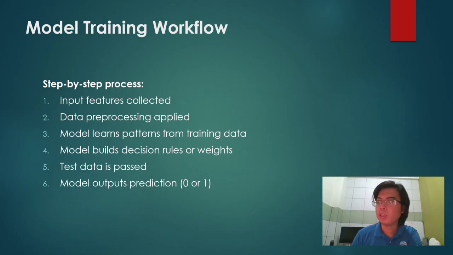After that, the model learns patterns from the training data and builds either decision rules or weighted relationships, depending on the algorithm. Then we pass the test data into the trained model. Finally, the model outputs a prediction where 0 means normal activity and 1 means an attack. This shows how raw network data is transformed into a final cybersecurity decision.